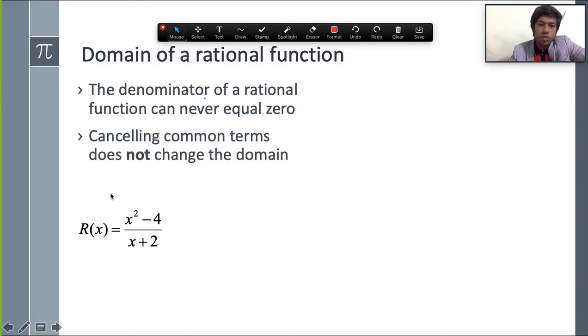Cancelling the common terms does not change the domain. What does it mean? Let's say, what is the domain of this rational function? x can be all real numbers other than x equals minus 2, because if you put x equals minus 2, then minus 2 plus 2 becomes 0. So the denominator, which is also minus 2 plus 2 whole squared, becomes 0, and the function becomes undefined. So we cannot take minus 2 for x. All real numbers are possible other than minus 2.